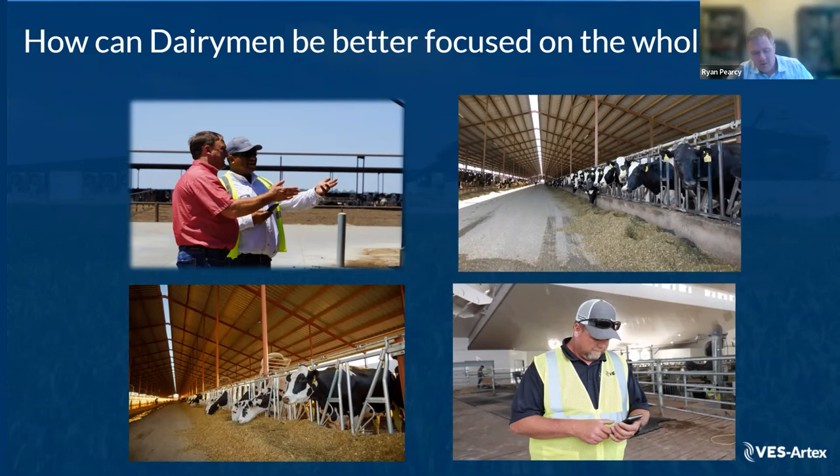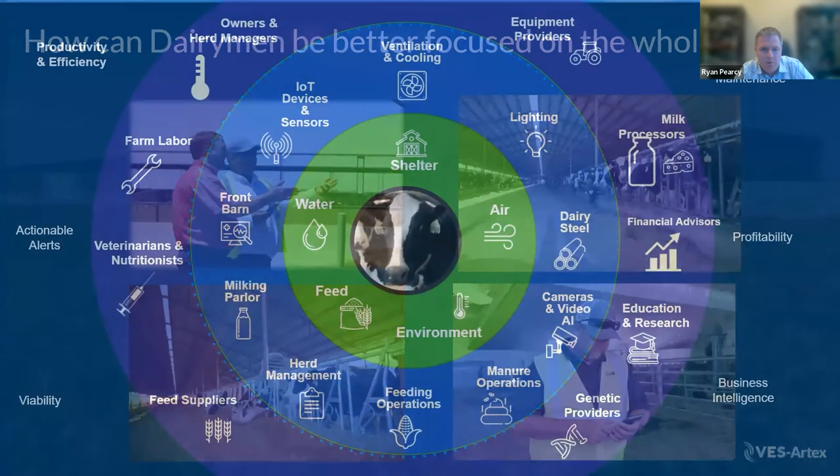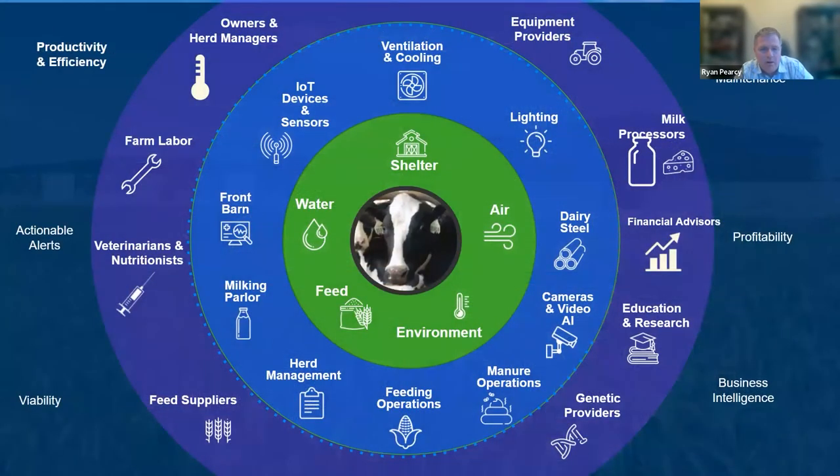So one thing I want to talk about from this standpoint is, where are we at today in the industry? And how do we get better from a physical standpoint of being able to integrate this stuff? This is a map we take from a VES-Artex standpoint, where we have a focus on the cow in the center. We can see all those different areas around the cow, and then it correlates all the way out. Where we focus on today is more in the middle, from the optimization of the animal environment with Intelligent Barn.